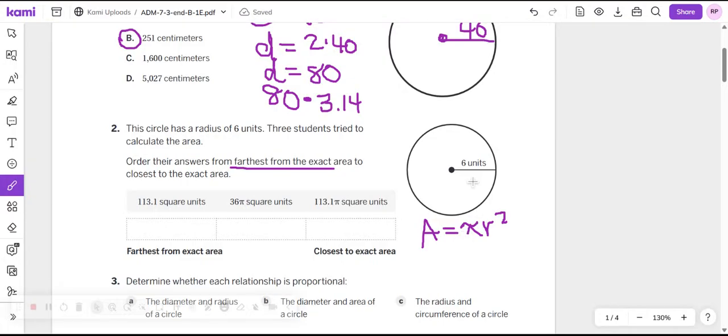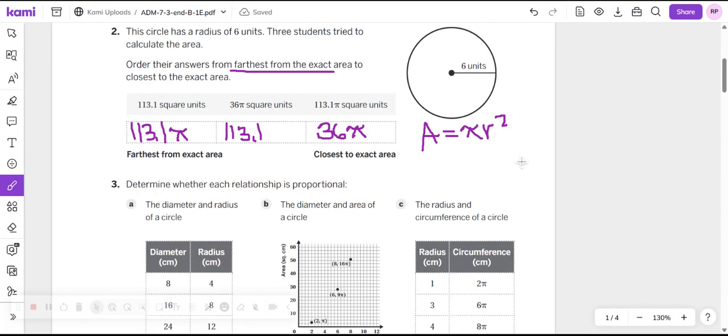Since the radius is 6, 6 squared is 6 times itself, 36, and 36 pi would be the closest to the exact area. So here I'll put 36 pi. The next best thing is using 3.14. So 36 times 3.14 is 113.04 or 113.1. And the farthest, which is actually just wrong, 113.1 pi, that is just plain an incorrect answer.